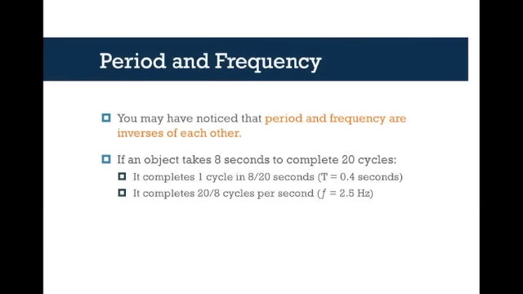And again, that's something you can check with common sense. If it takes 8 seconds to complete 20 cycles, well, you know that it's going at least faster than 1 cycle per second. So it's got to be a frequency of greater than 1 hertz. And similarly, if it completes 20 cycles in 8 seconds, you know that it's got to take less time than 1 second to complete a cycle. So you know its period has to be less than 1 second. So that's something you can check with common sense there. Here's what that relationship looks like mathematically, and you can find that in your book on page 446 as well.